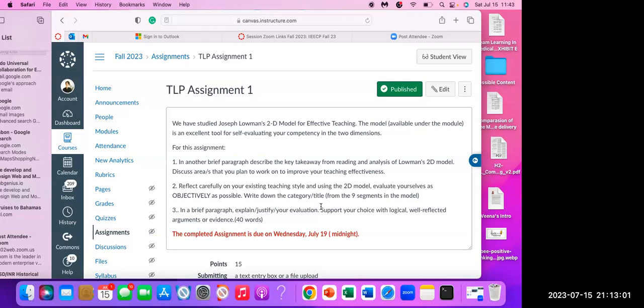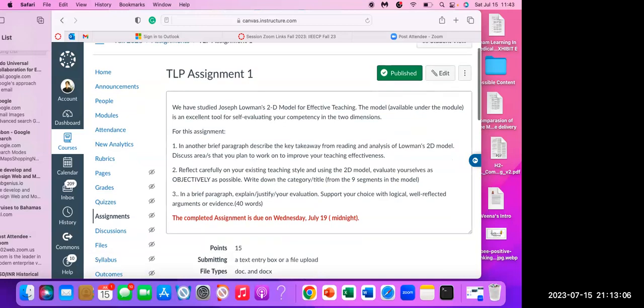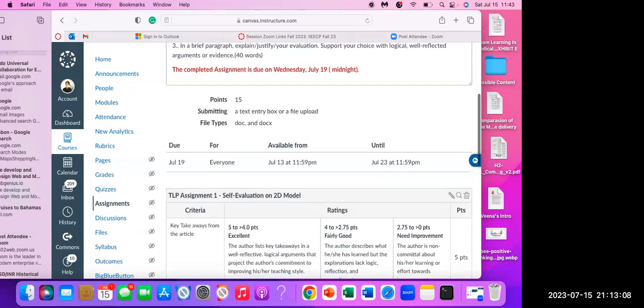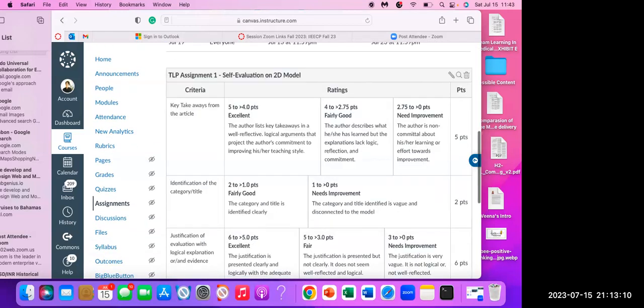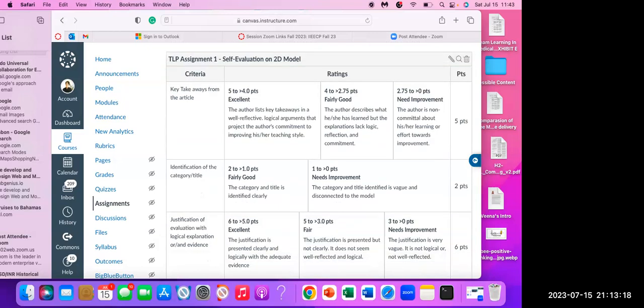And that is the way I have designed this program. Okay, let's look at the rubric. Always my recommendation, and that is what Roland was saying, the faculty is going to evaluate you on the basis of what the rubric says. Okay, key takeaways from the article. The author lists key takeaways in well-reflected logical arguments that project the author's commitment to improving his or her teaching style. And you have the descriptors for everything, right?